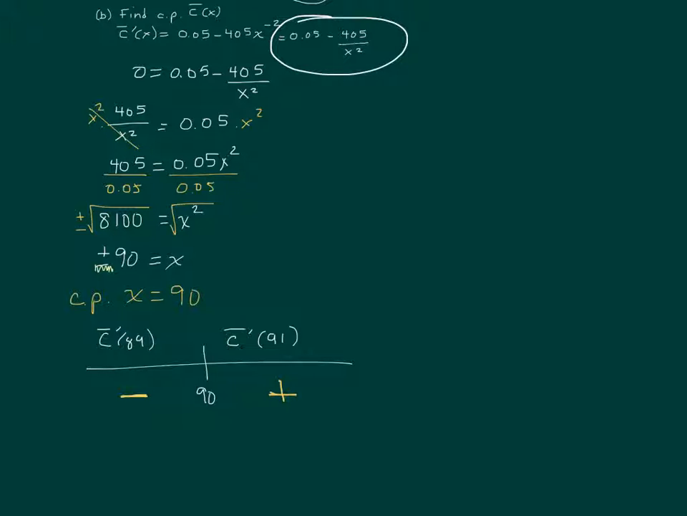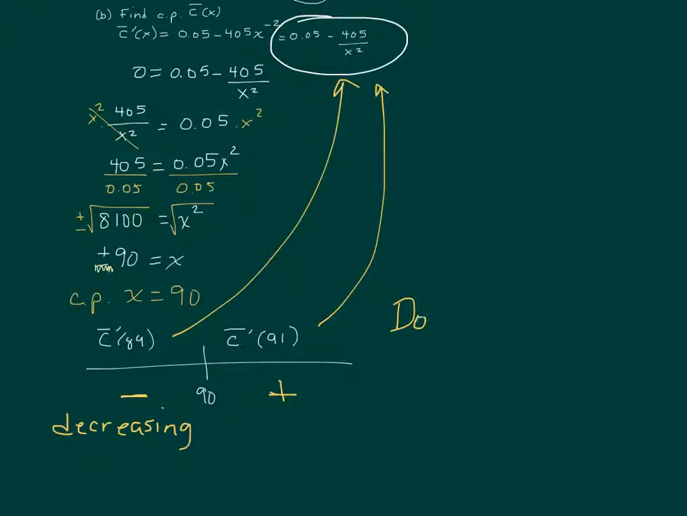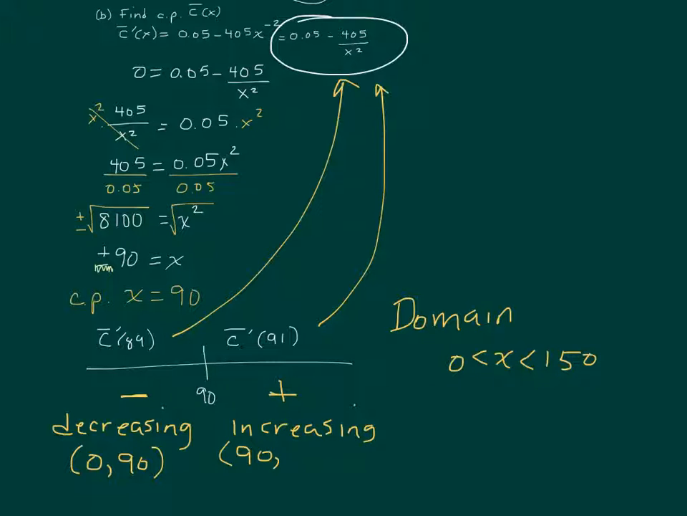So if I plug 89 into this function, I get a negative value. If I plug in 91, I get a positive value. So that means it's decreasing from, don't forget your domain. Your domain was from 0 to 150. So it's decreasing from 0 to that critical point, and then it's increasing from that critical point, 90, to the top of my domain, so from 90 to 150.